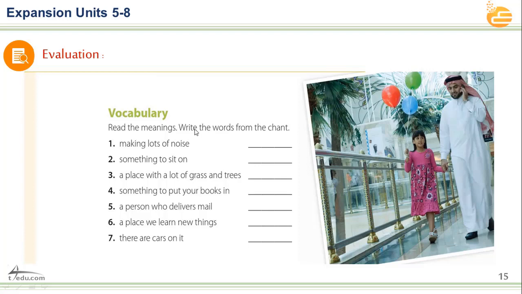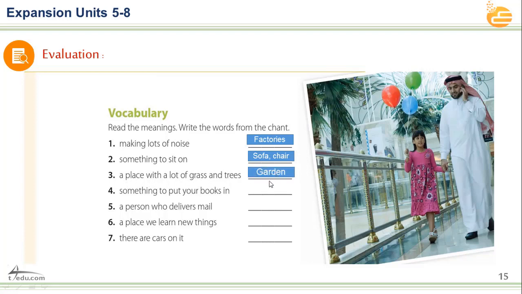Read the meanings, write the words from the chant. Making lots of noise. Which one is making a lot of noise? I think factories or the sounds coming from the cars or from the planes like that. Okay, something to sit on: chair and sofa. Of course, we have something to sit in. Sofa and chair and wheelchair. Armchair also.